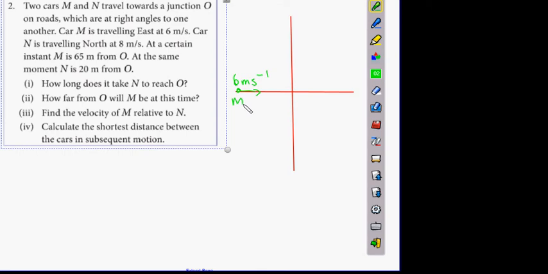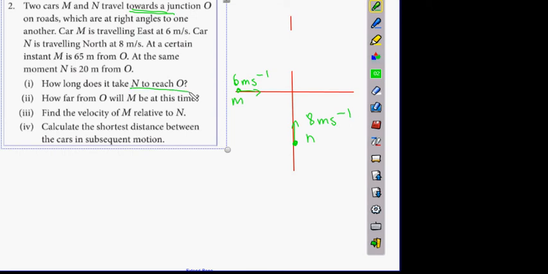Keyword, towards. What would be wrong if I had it like this? N has to be underneath the junction to be going towards it. So therefore N is underneath, and N is going 8 meters per second.